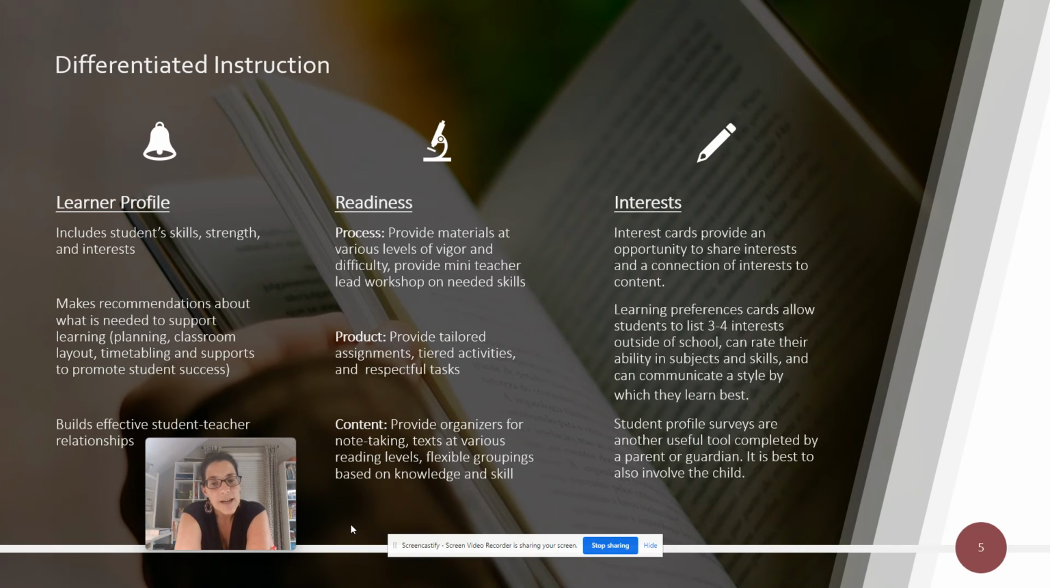Student profiles are another useful tool completed by a parent or a guardian. But it's certainly always best to involve the child. And I do think that just overall, having an ability to connect with a student in a positive way and create those positive connections is a win-win for everyone. So even though it may not be exactly your style, identifying what your student's style is, and then your own style as well, and finding some avenues for bridging the two together will give you some great success in the classroom for each student.